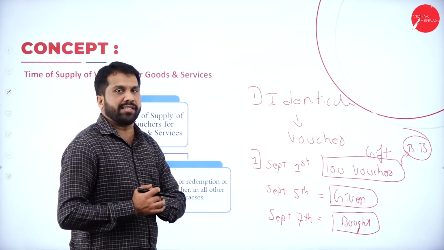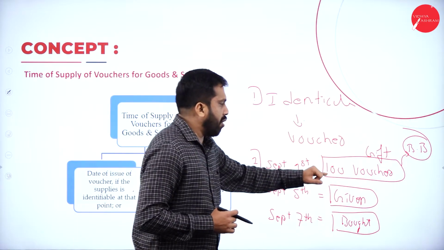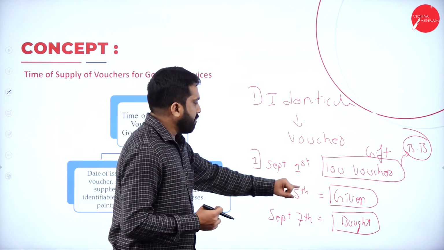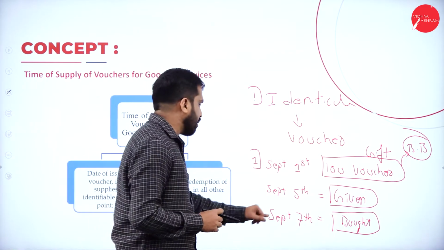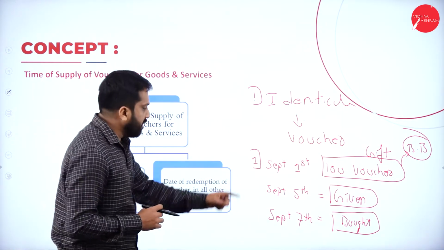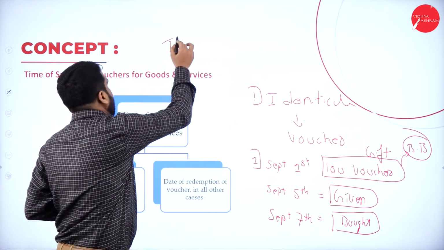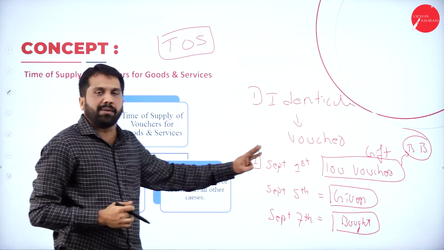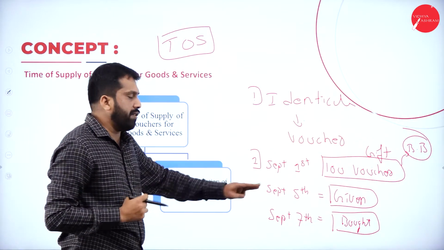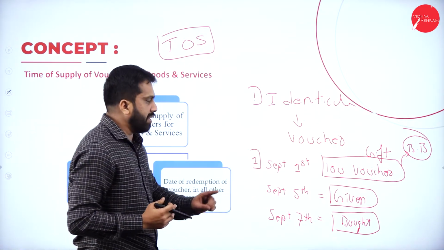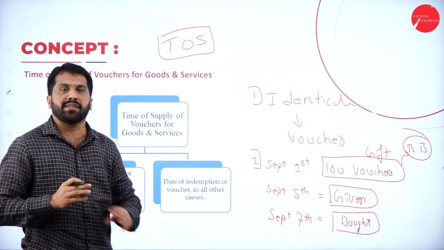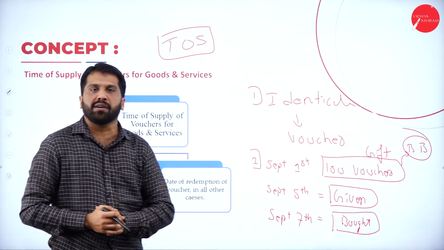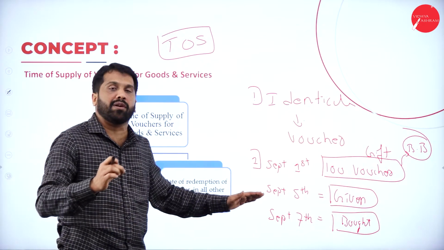Now the question is very simple. Chairman sir bought all the vouchers on September 1st. It is given when? On September 5th. When it is used? On September 7th. Now tell me which date is considered as time of supply. What is the answer? I have three dates. September 1st, he bought. September 5th, he distributed. September 7th, it is purchased by us, means with the voucher, we went to Big Bazaar, we shopped. Now, which date is taxable? Which date is considered as time of supply?